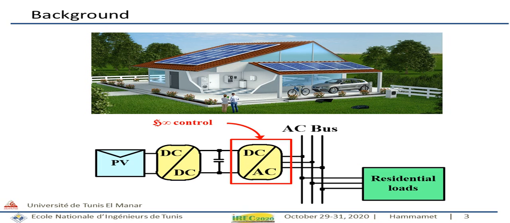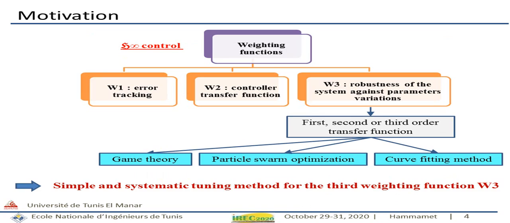Indeed, it has the benefits of being robust even for grid fluctuation and load variation. However, the H-infinity control is characterized by its complexity, mainly to generate weighting functions and especially the weighting function W3, which is responsible for robustness of the system against parameters variations.